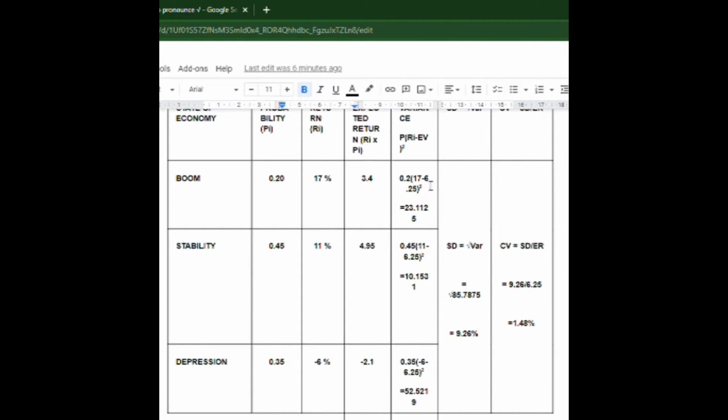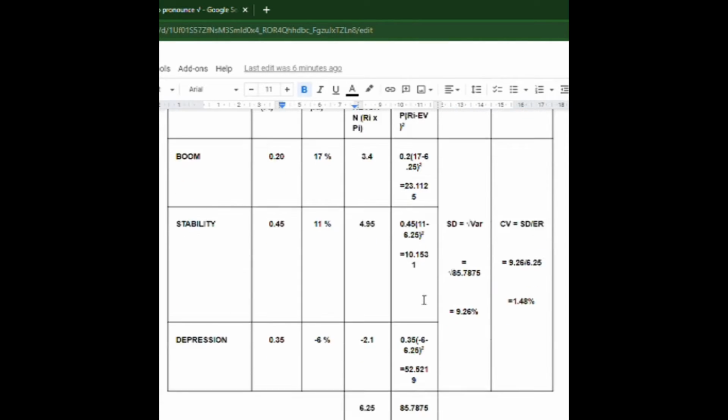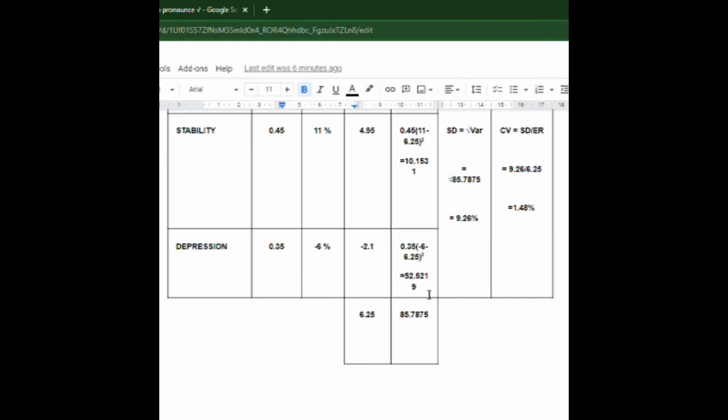The 6.25 is the same all the way down. Stability also 6.25, depression is also 6.25. The difference is only the probability and the return, but the EV is the same, 6.25. So you just total it: 23.112 plus 10.153 plus 52.521. Then you get the answer 85.7875.